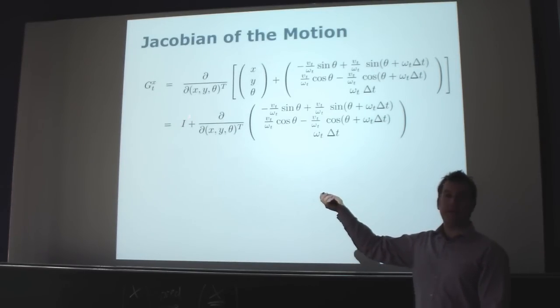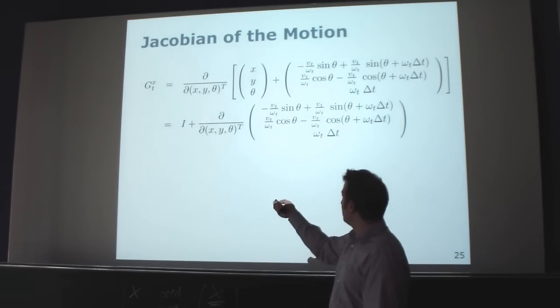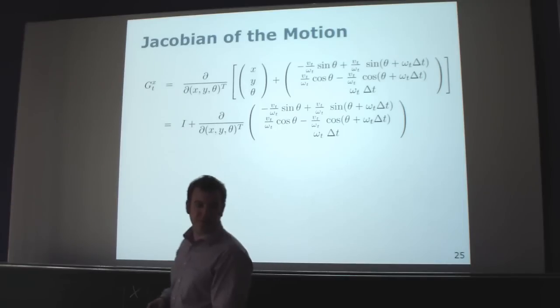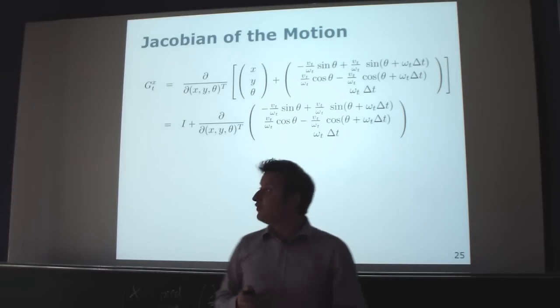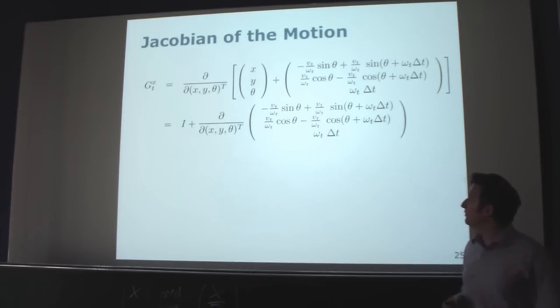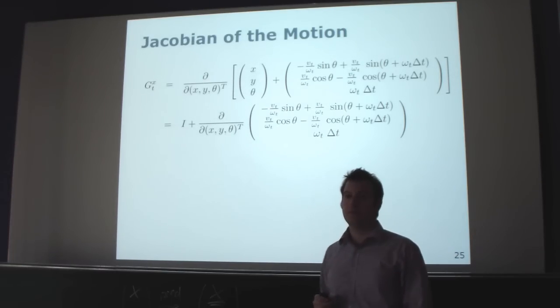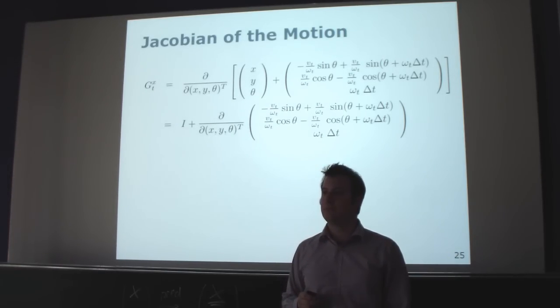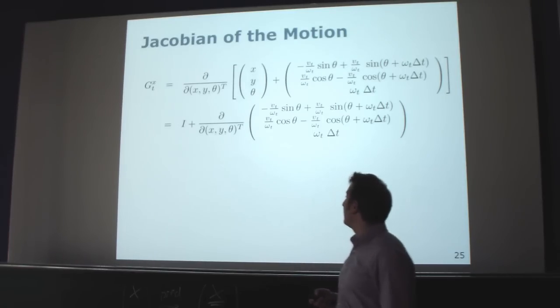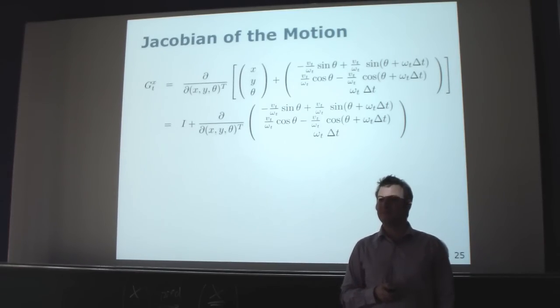Okay, so this is a 3 by 3 identity matrix over here. Now we have to compute the partial derivatives of this block over here. So what do I obtain if I derive this term towards x? First line over here: 0. If I derive it towards y, also 0.